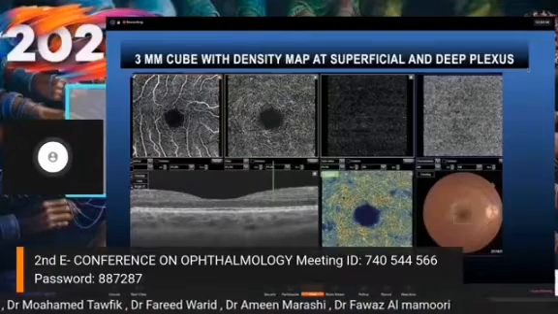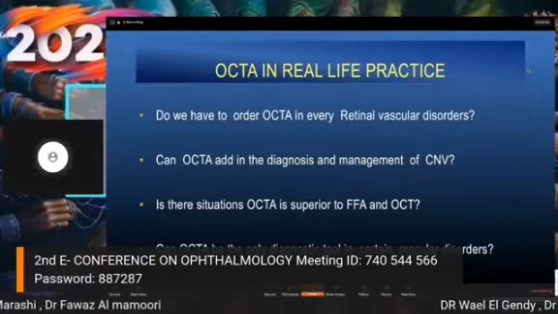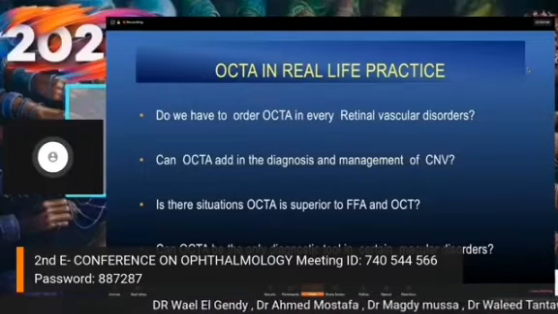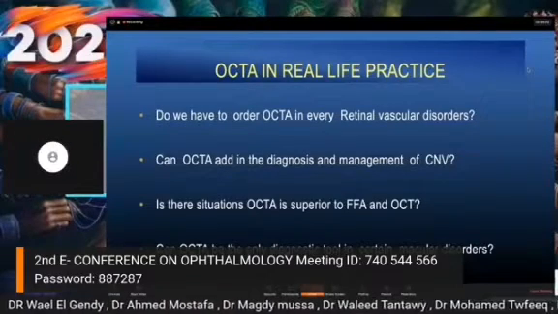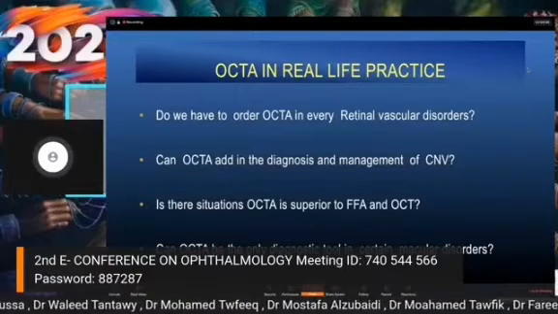Let's go to the lecture. OCT in real life practice. We all know that a lot of places have OCTA now, but not all of us have it. When should I order OCTA? Should I order OCTA in every retinal vascular disorder like artery occlusion, vein occlusion, diabetic retinopathy?